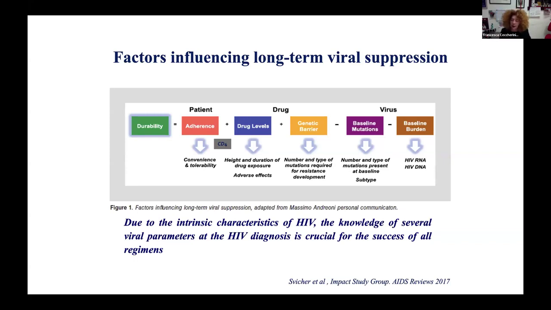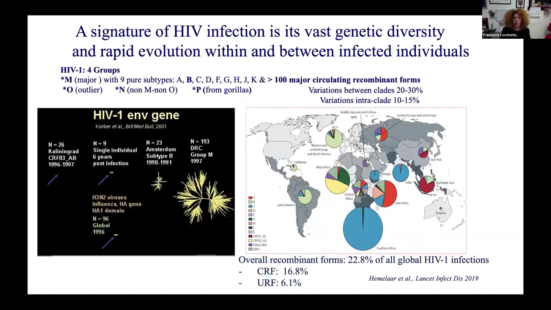Virus, where we can think about the baseline mutations. Subtypes are not so much influencing, but in some cases, for some specific drugs and regimens, yes, and we will hear about this later. And also the resistance mutations that can be transmitted will be discussed. But also important is the baseline burden: how much virus, high viral load, and how much HIV DNA, meaning how many cells are infected. So, of course, all these viral parameters could be very important for the success of all the regimens.